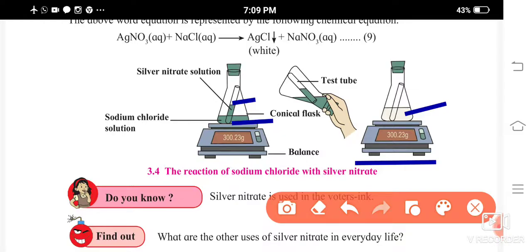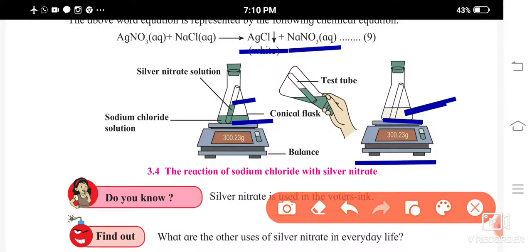Now the silver chloride which has been formed is in the form of precipitate. You can see here, precipitate means what? It has settled in this conical flask below, and the solution which is there at the top is sodium nitrate solution, NaNO3 solution, and the precipitate which has been formed below is silver chloride, AgCl. You can see the downward arrow means it is in the form of precipitate. It is white color which has settled down.